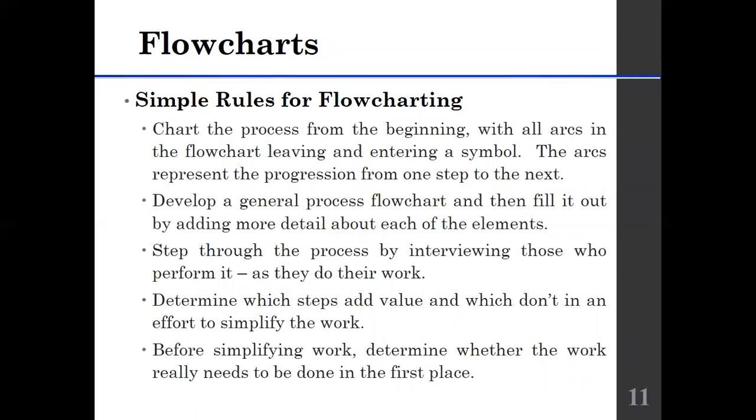There are some rules for flowcharting. We will discuss these rules one by one. The first one is chart the process from the beginning with all arcs in the flowchart leaving and entering a symbol. The arcs represent the progression from one step to the next step. So these rules mean that the arrow or the arc will leave one step and will enter towards another step.